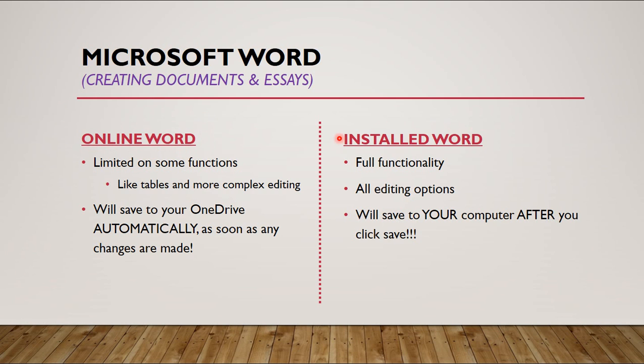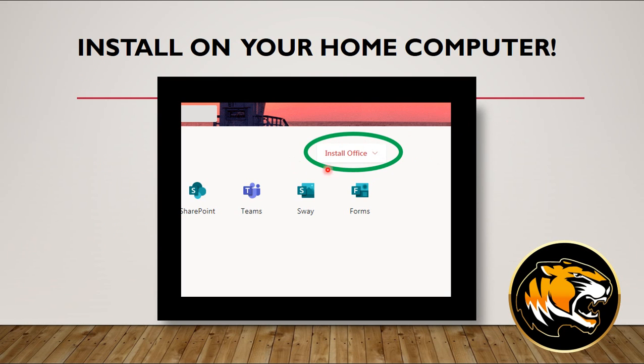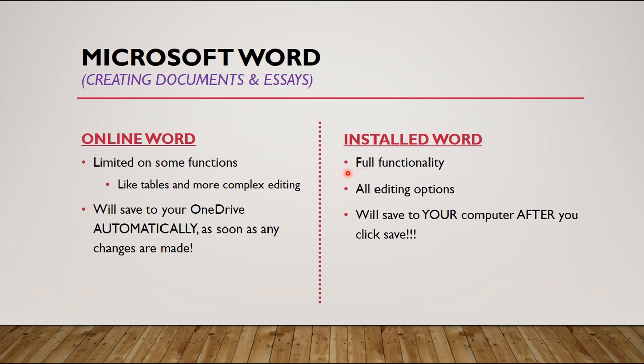They're a little different. So when it's installed on your computer, and remember, you can install it on there if you'd like, the installed version is full functionality. So it has all the buttons and menus and tables and all the editing options that you're used to. With this one, you do click on File, Save, and it will save to your computer, but only after you have clicked Save. So sometimes if you X out, or if your laptop dies or something and you didn't save it, you're going to lose some of your work. That's one downside to the installed version of Word, but you do have full editing options.